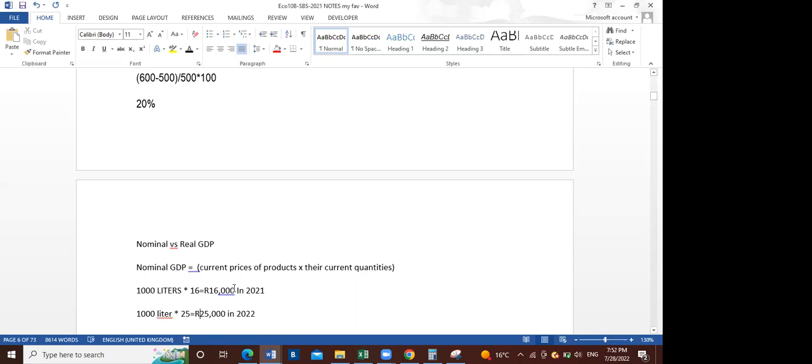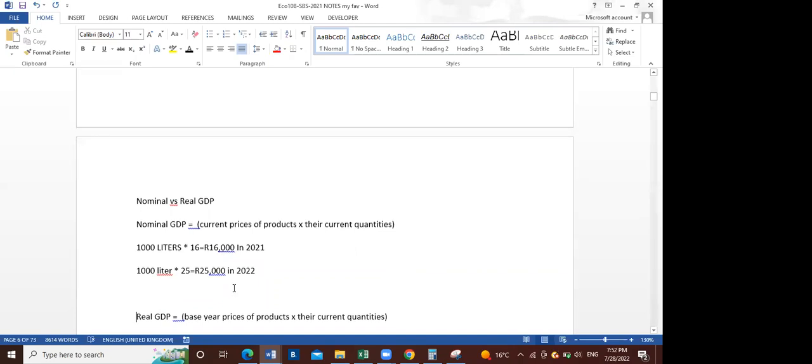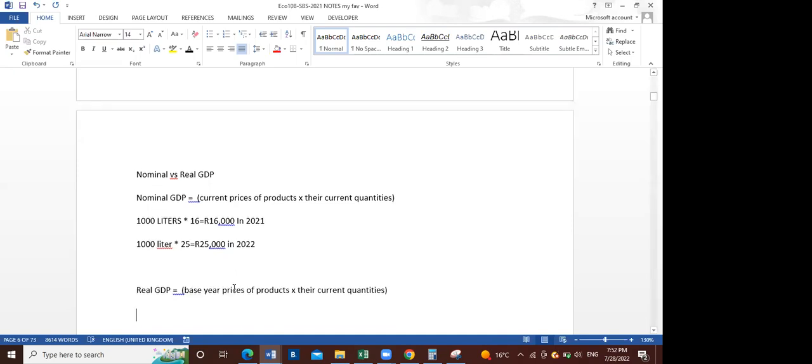So that is just a snippet of what we're referring to as nominal GDP. This is GDP that is recorded at current year's prices. And the problem with nominal GDP is that it is not sensitive to inflation. It does not take inflation into account. It just assumes that the values that are there are representative of the increase in growth, yet it's an inflationary aspect that has occurred in between.